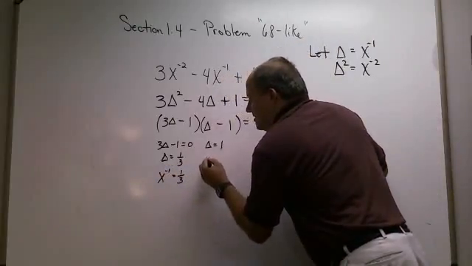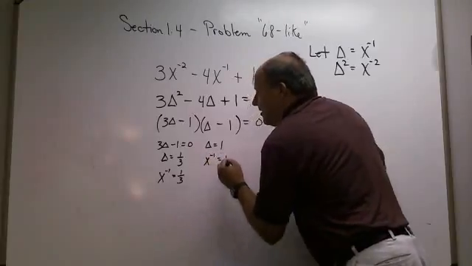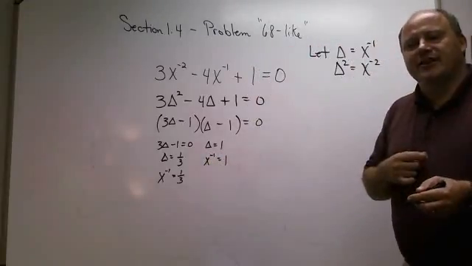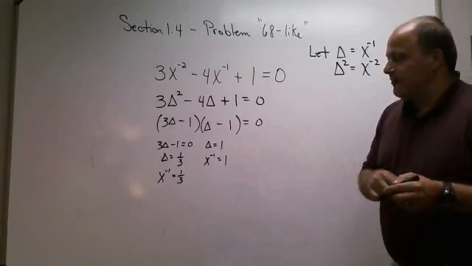That's all it is. It's just this delta is like a temporary letter that you're going to put in there to solve for, and so to make it easier to solve initially. So you put x to the negative 1 back in.